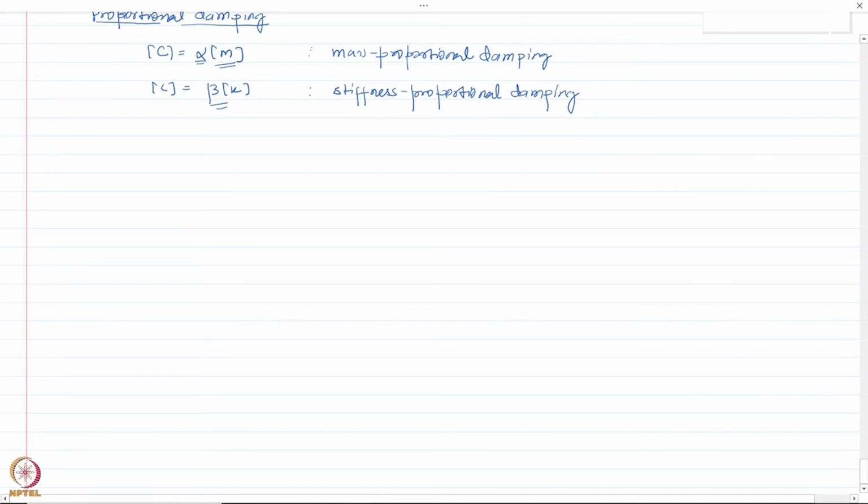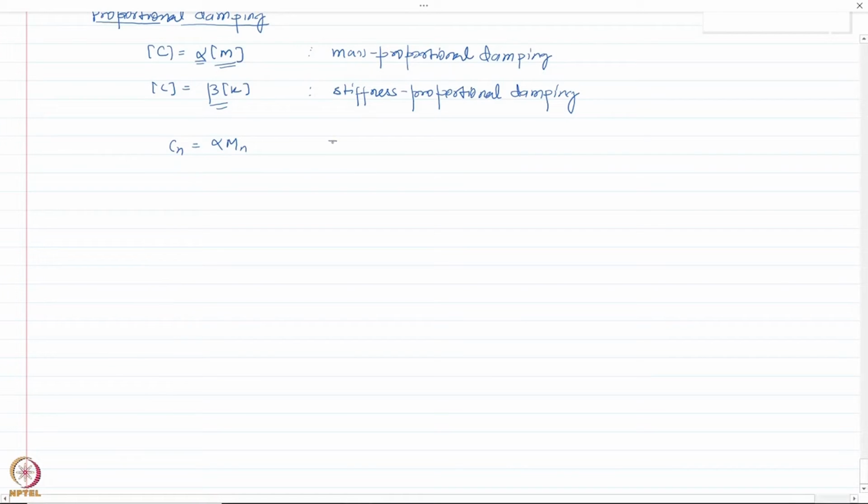For mass proportional damping, C is alpha times M. If I diagonalize this, I can write the diagonal C matrix as alpha times the diagonal M matrix. Or if I write it in terms of elements, I can write Cn as alpha times Mn. All you need to do is to pre-multiply with the transpose of the modal matrix, and then post-multiply with the modal matrix. So this is the relationship you will get: Cn is equal to alpha Mn.